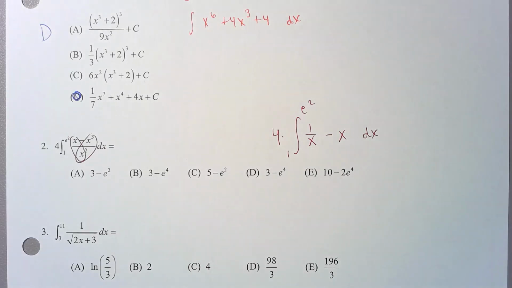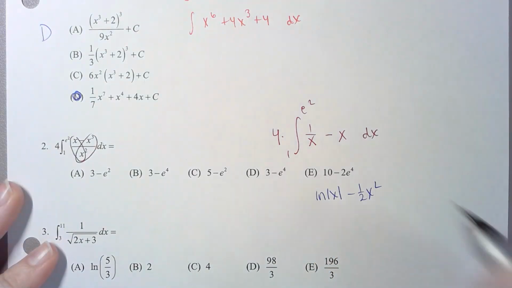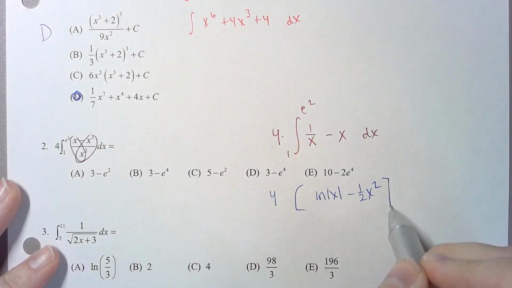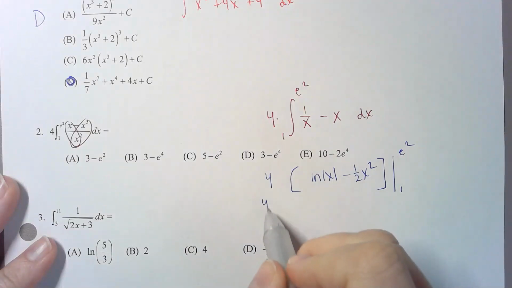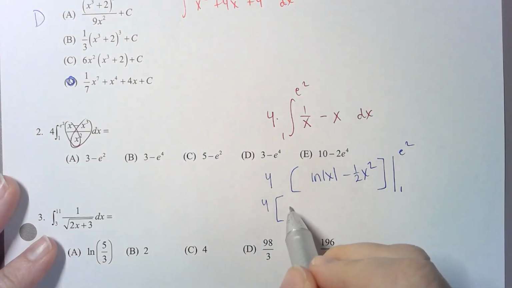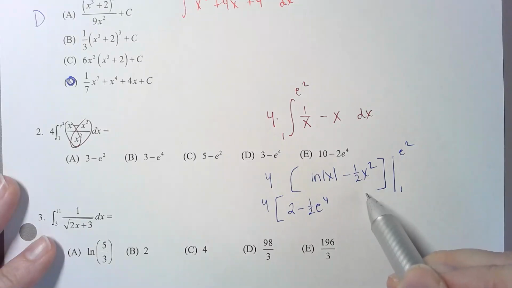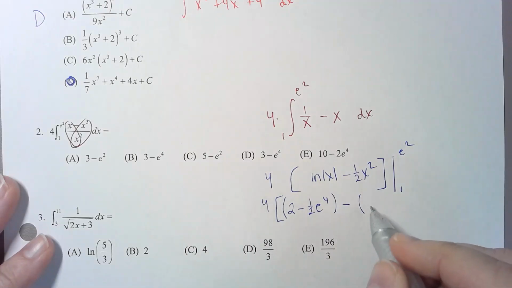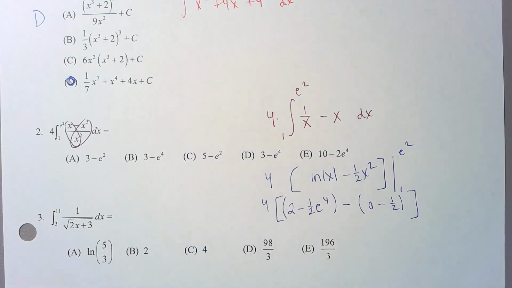Doesn't matter. So the antiderivative of 1 over x is the natural log of the absolute value of x. And then the antiderivative of x is 1/2 x squared. I'm still going to multiply my answer by 4, and I'm going to integrate from 1 to e squared. So again, there's that 4 out in front. So I've got the natural log of e squared, which is 2, minus 1/2 e to the 4th, minus the natural log of 1, which is 0, minus 1/2.